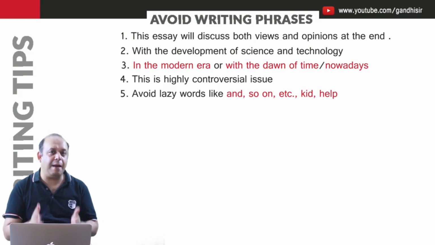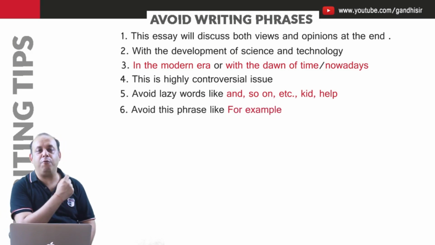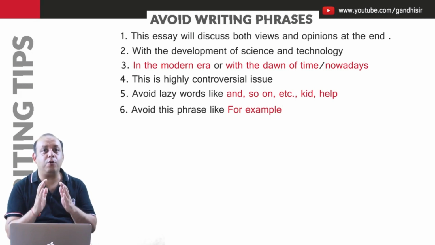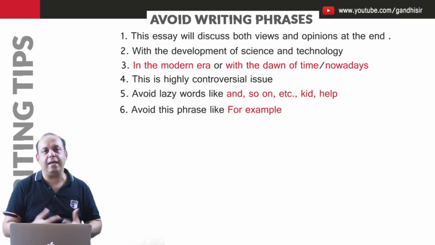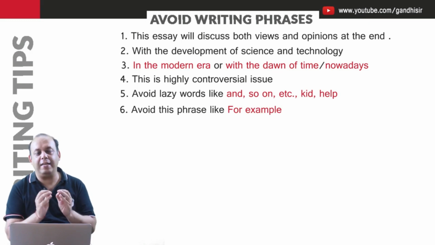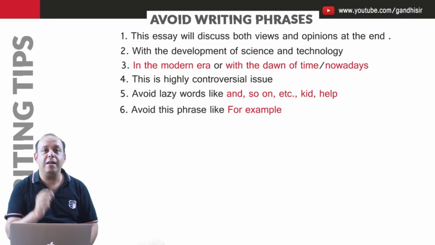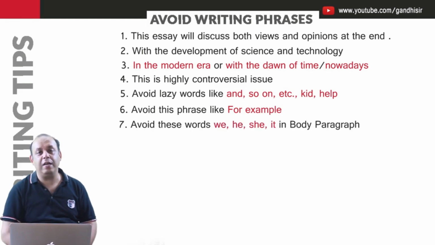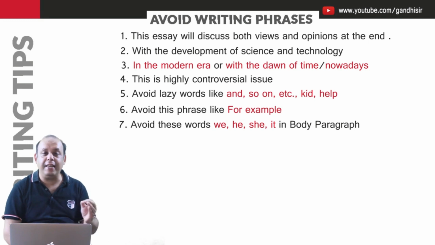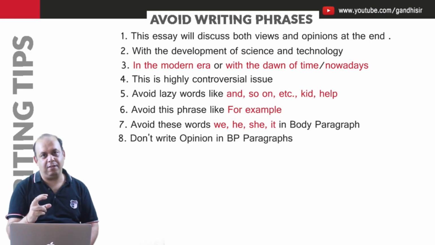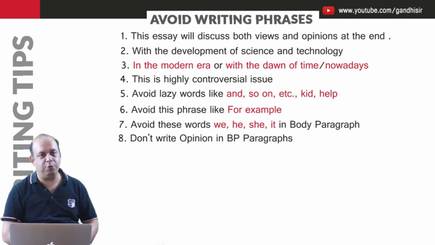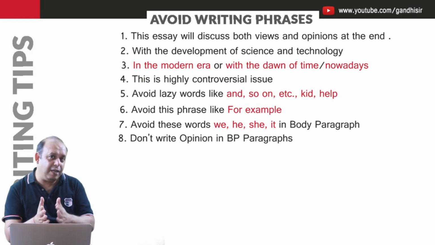Even when you are writing examples, do not write for example. It is not wrong, but again it is overused. Overused means most of the students write simple stated examples, right? So avoid such a phrase. Of course, in the body paragraphs, do not use words like we, he, she, it. Such pronouns should be avoided, right? Even if the question is agree or disagree based or opinion based, do not write your opinion in the body paragraphs. Write your opinion in the introduction or conclusion. So let's move to the next part.